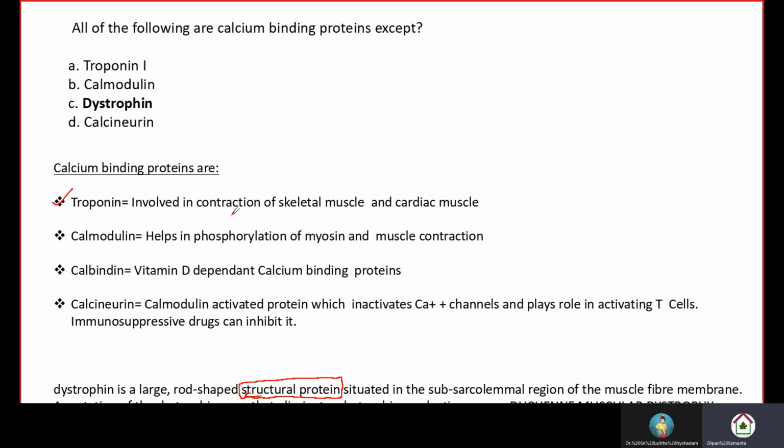Troponin is involved in the contraction of skeletal muscles and cardiac muscles. And then we have calmodulin, which helps in phosphorylation of myosin and muscle contraction. Then vitamin D dependent calcium binding proteins, and calcineurin, option D, a calmodulin activated protein which inactivates calcium ion and plays a role in activating the T cells. Another thing to be remembered is that immunosuppressive drugs can inhibit calcineurin.